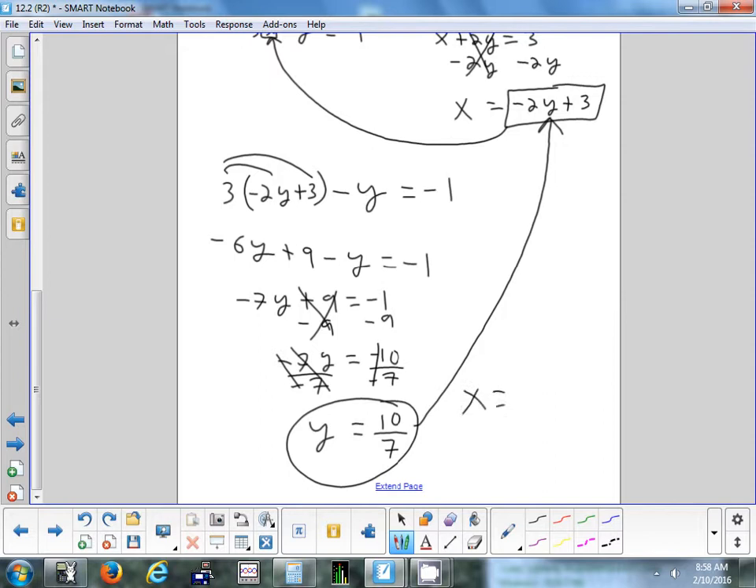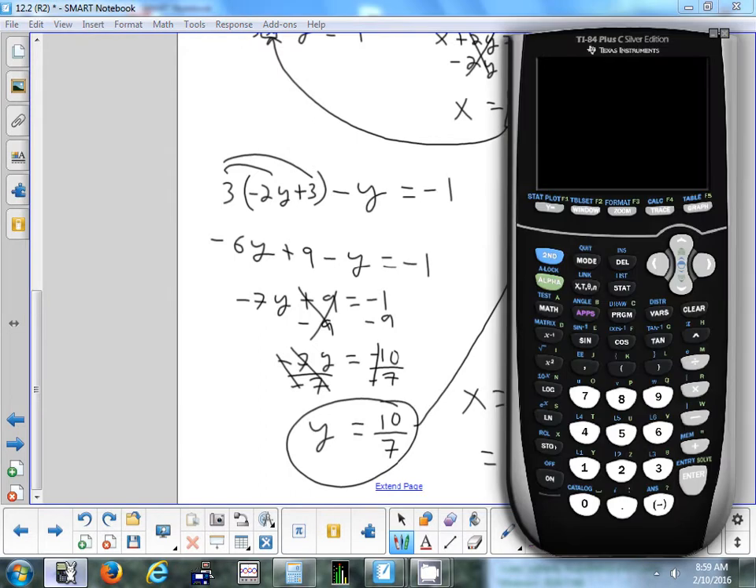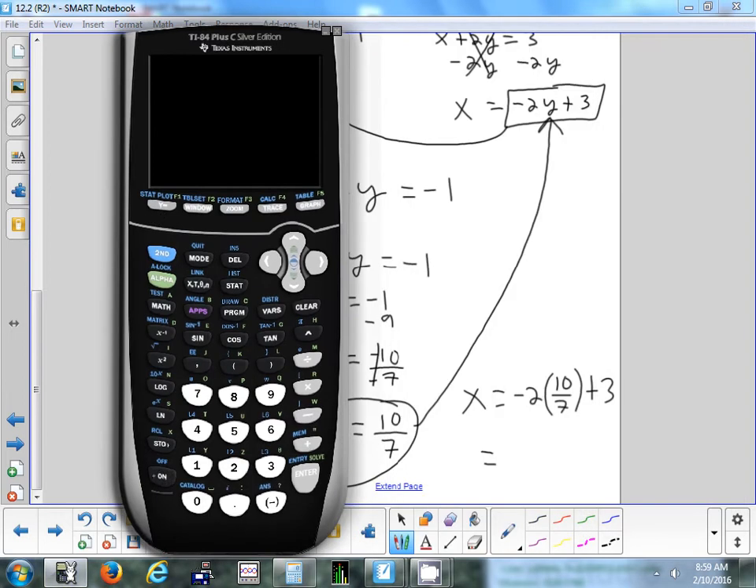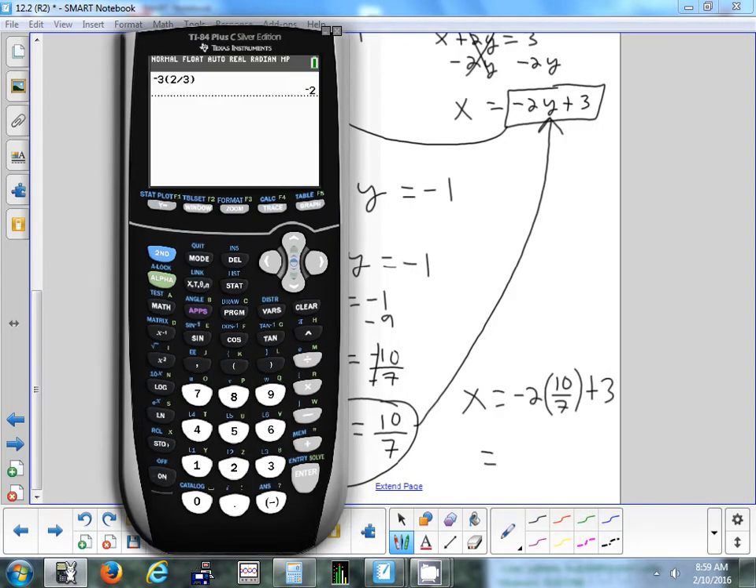So x equals negative 2. Leave a space for what you're going to plug in. Copy down the plus 3. And Corey, what am I plugging in for y? 10 sevenths. Okay. This step, I'm just going to use the calculator because the answer is not going to come out nice. All right. So we've got, and we'll round it off.